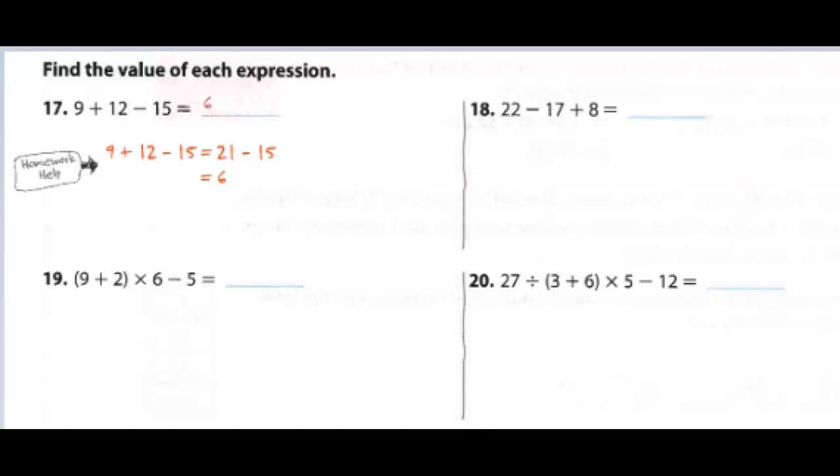Alright guys, so as I promised you, I'm going to do a couple problems of the homework for you guys. So hopefully you guys will remember how to do this. So if we look at the first one, on number 17, it's 9 plus 12 minus 15.